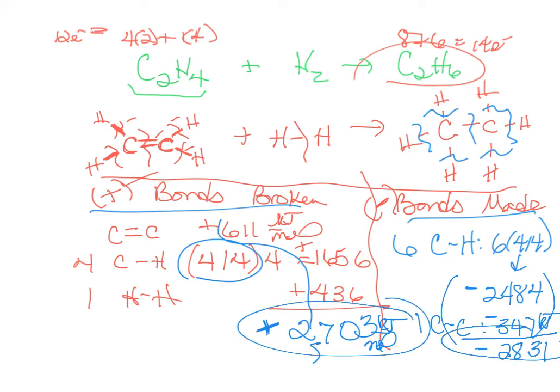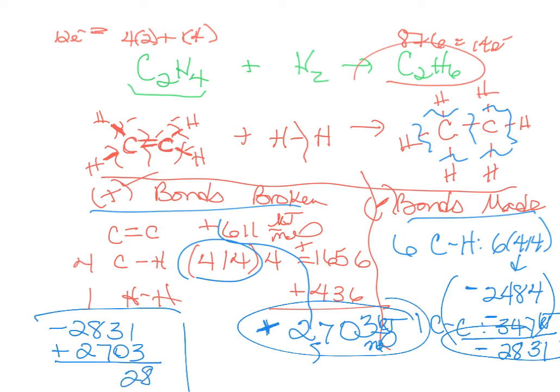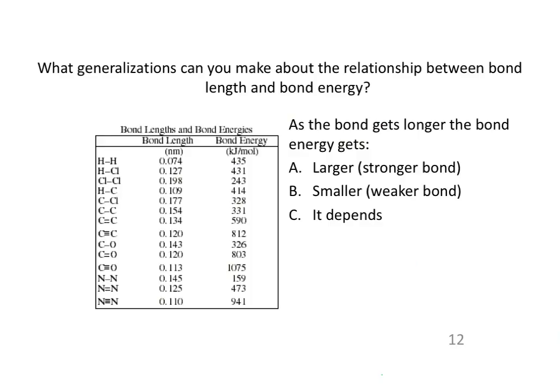So now combine these, making sure your signs are correct. I have minus 2831 plus 2703. And the difference between those, minus 128 kilojoules per mole. Alrighty. We are almost done.